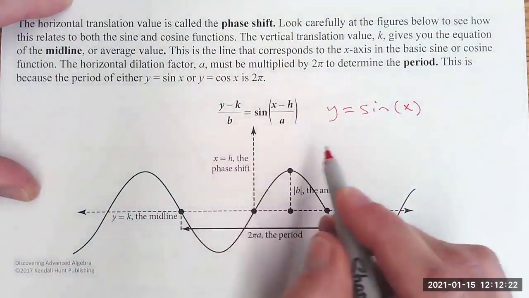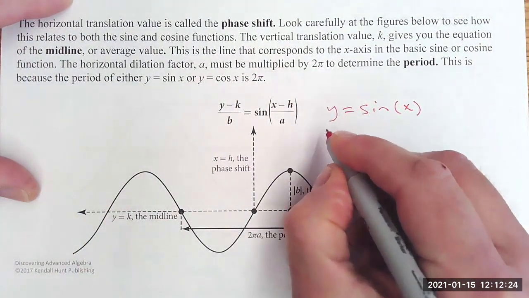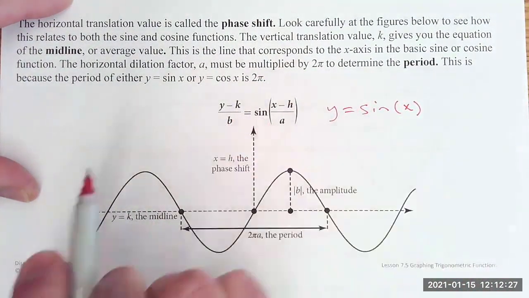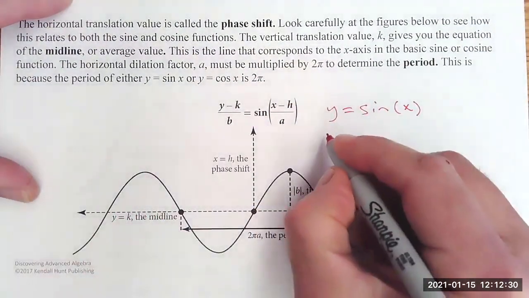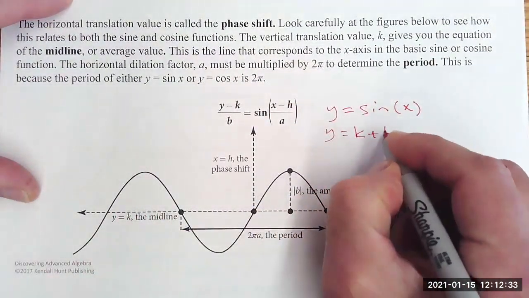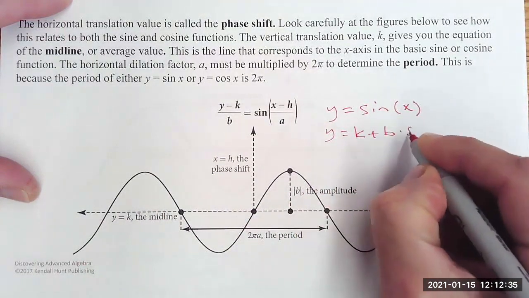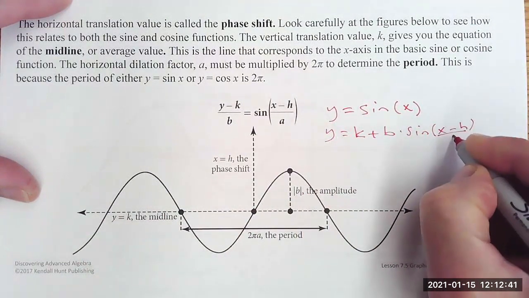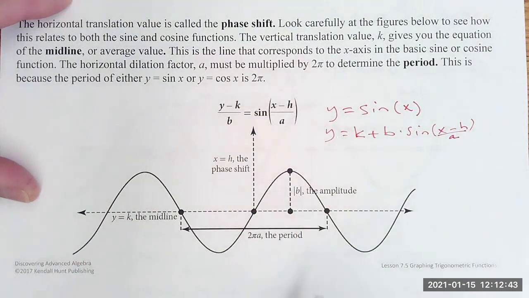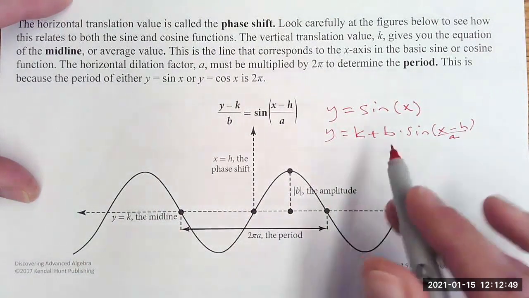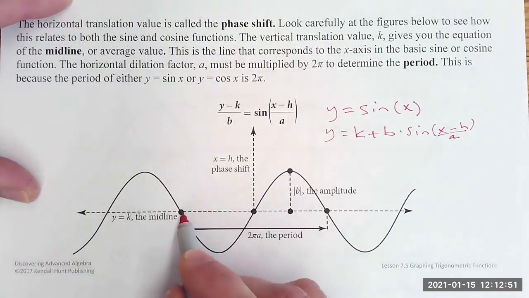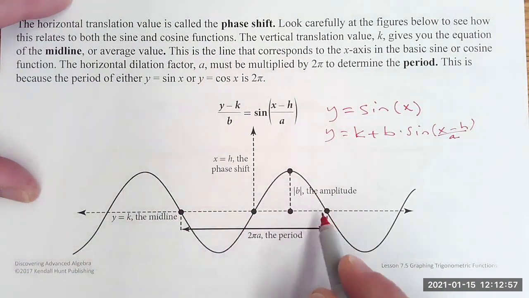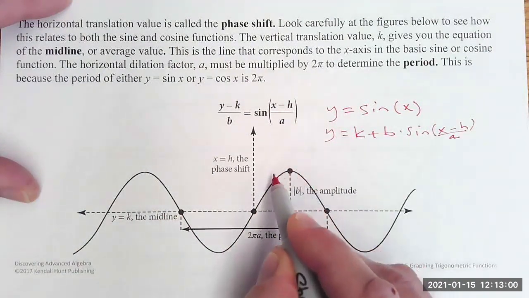So I mentioned this in the earlier lesson. You can multiply both sides by b, add k to both sides, and you get y equals k plus b, the amplitude, times the sine of x, subtract h all over a. If the period of the function is 2 pi, then a is just basically 1. So the period of the function basically is the horizontal distance of making one full circuit.